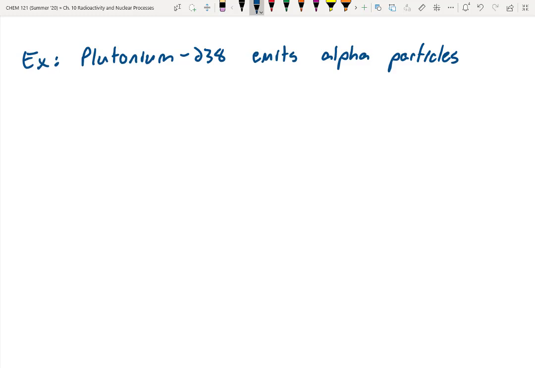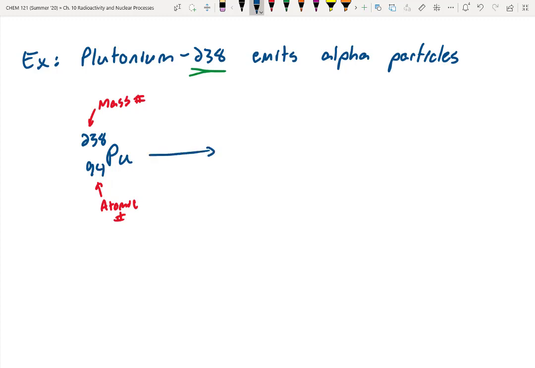Okay, so we know it's plutonium. The element symbol is Pu for plutonium, right? And we know the atomic number is 94, right? So this is the atomic number. And we know that the mass number up here is 238, so I'll just go ahead and plug that in here too. So this is my mass number. Okay, it's going to decay, and it must emit an alpha particle.